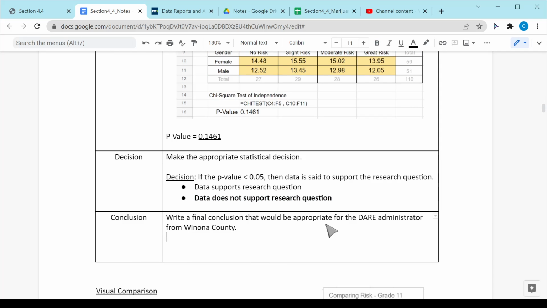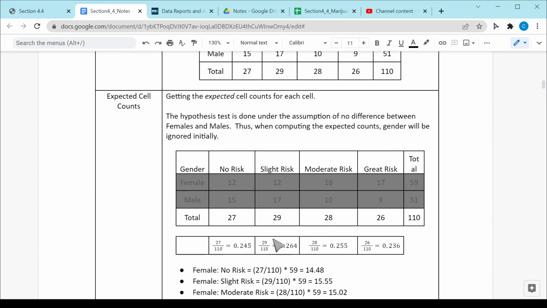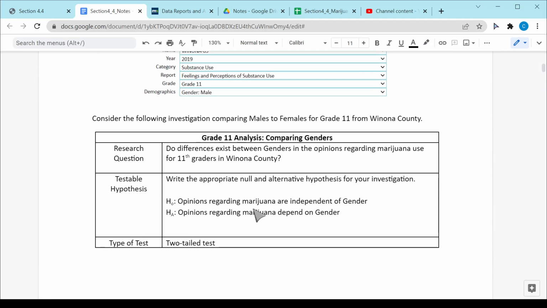So again, writing a conclusion. It's been a long time since we wrote a conclusion. But what I need to do to write a conclusion is just to go back up and get my research question.